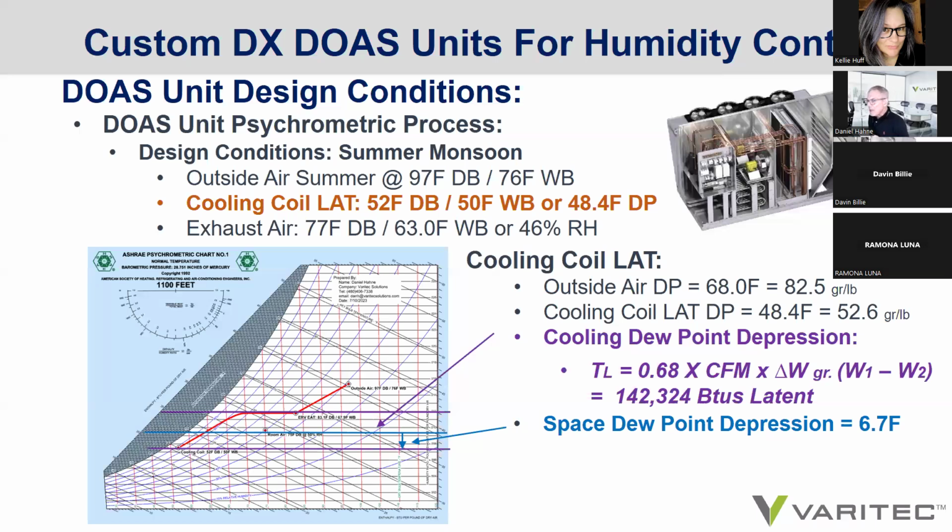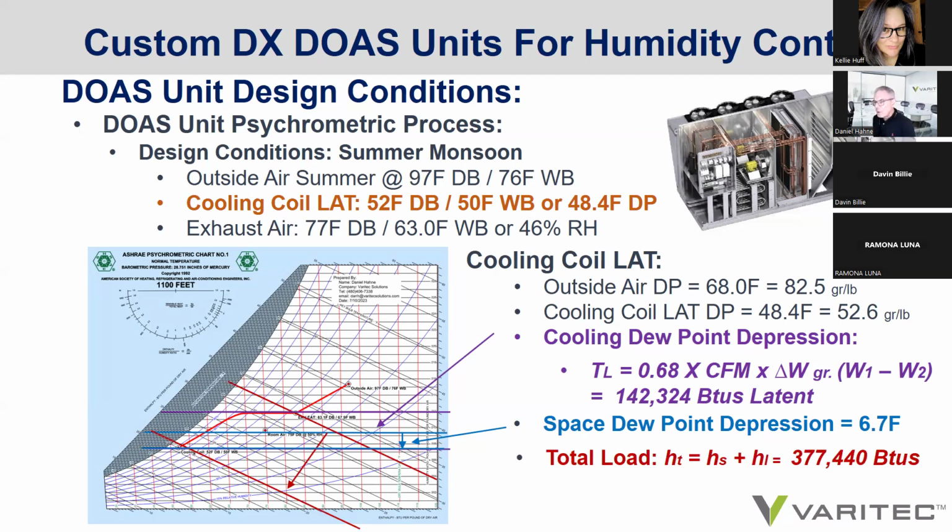So if we look at the latent component and we run the calculations from an enthalpy wheel, we can actually save 142,000 BTUs by drying out the outside air before it even hits the cooling coil. And that means that a total DOAS unit load is now 377,000 BTUs versus 724,000 BTUs off of a medium pressure VAV coil.